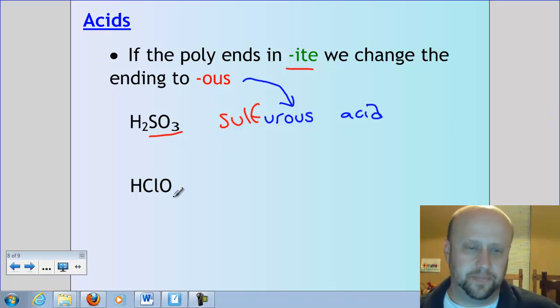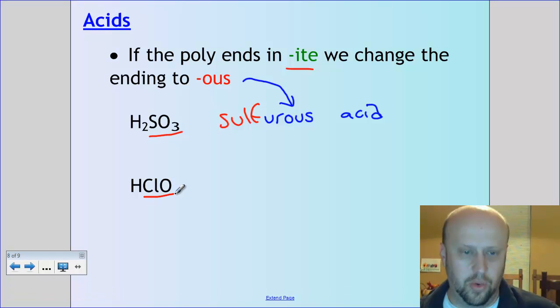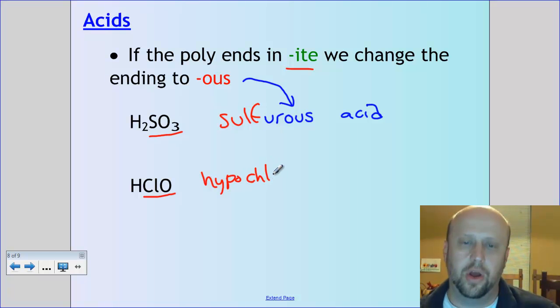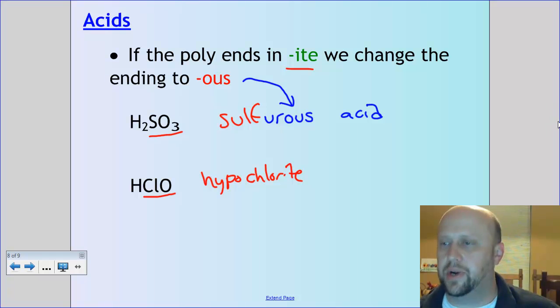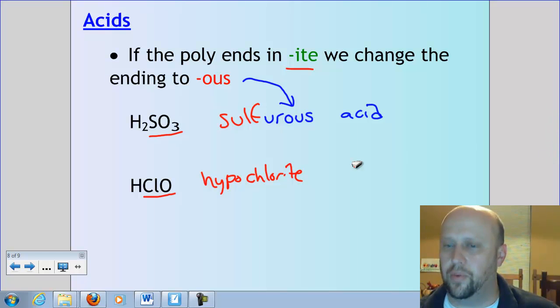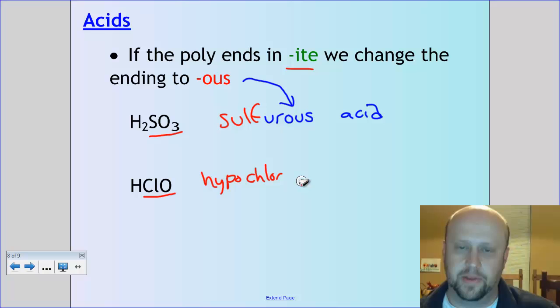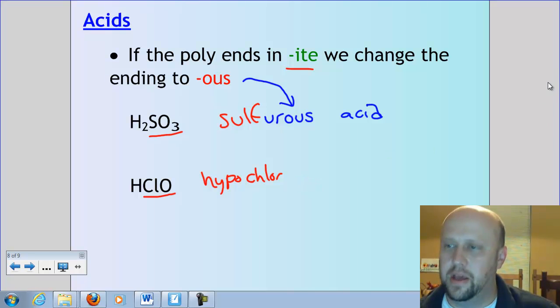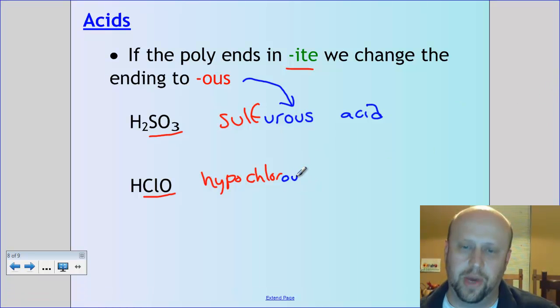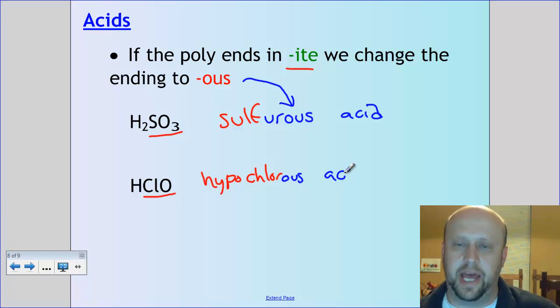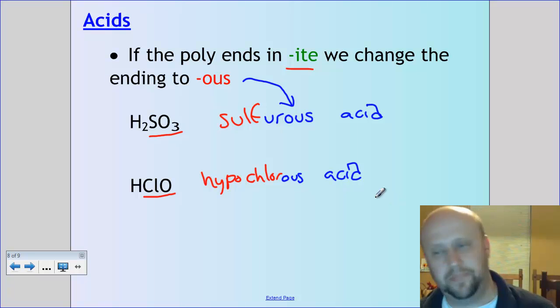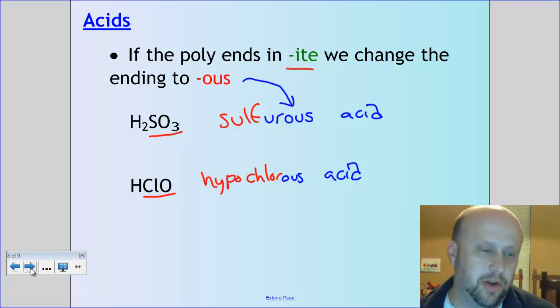In this case, HClO, the polyatomic is ClO. If you remember the name from your polyatomics, that is hypochlorite. So we change the ending. We take that ITE off the end and change it to OUS and add acid, and that becomes hypochlorous acid. So relatively simple. Naming acids, naming covalent compounds, pretty easy.